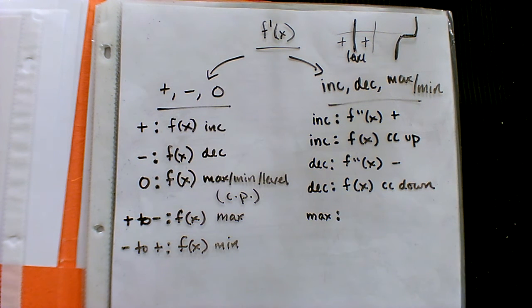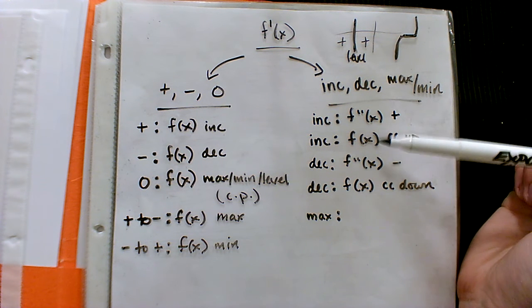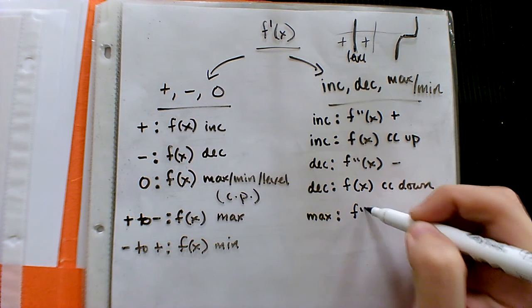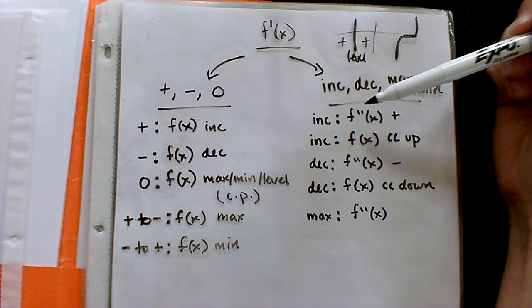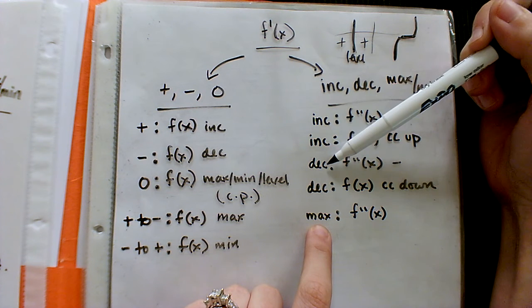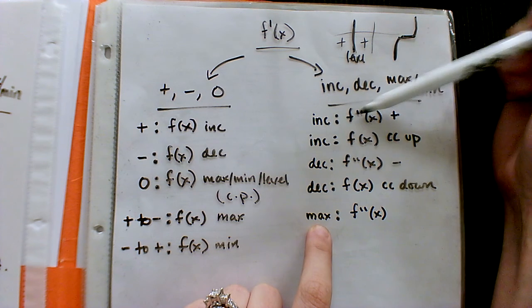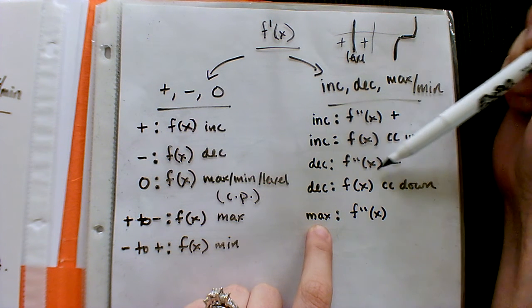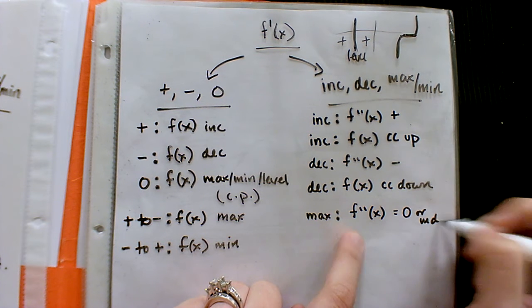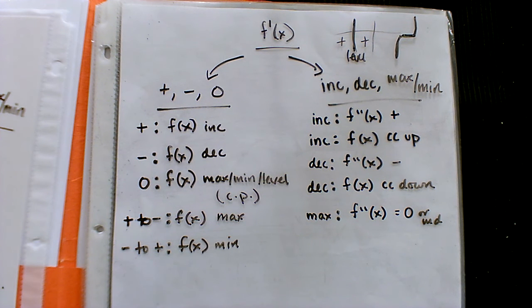What if the first derivative has a max? What does that tell us about the second derivative or the original function? Either one. The second derivative has 0 or undefined. Okay, so notice how if you have a max, that means you change from increasing to decreasing. So the second derivative would have to change positive to negative. So the second derivative is 0 or undefined, because maybe you have some type of jump where you go from positive to negative.